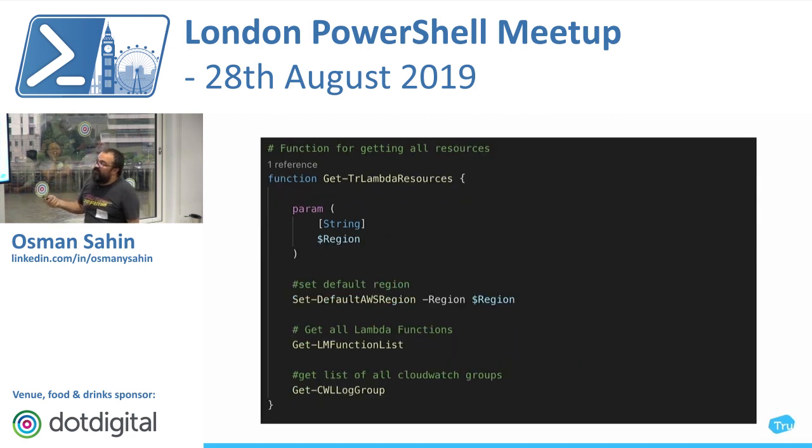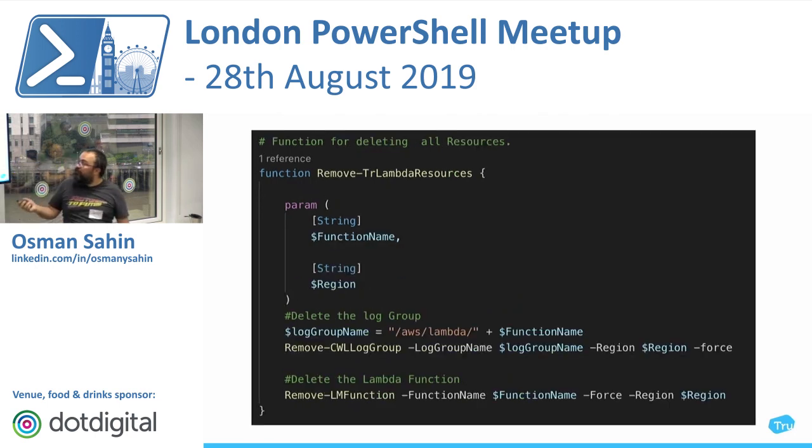So the next one, see all the resources. Sometimes I need to see how many resources I have installed already because perhaps I only want to run in one region. And if I run this script with all regions, I need to change this, right? So I create another function for this, get me all the function list, and get me all the logs. And the last one, I created another function for deleting all the resources.